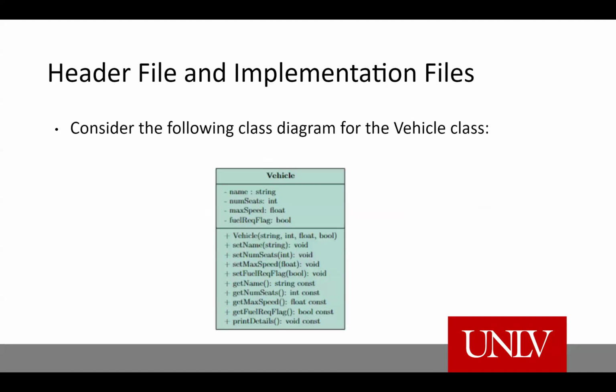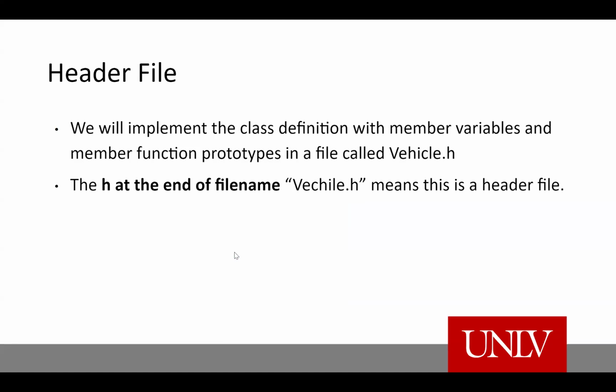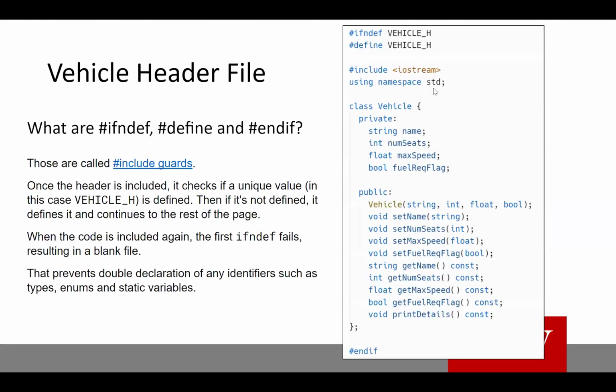For example, here is the UML class diagram for the class vehicle. If you see, this class vehicle has 4 member variables. All of them are in private scope. And then there are a bunch of functions. All the functions are in public scope. So what I did is, for this class vehicle, I have written a separate header file called vehicle.h. So this is how the vehicle.h file is going to look.